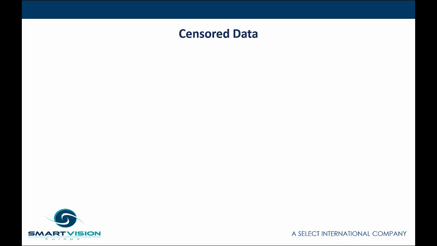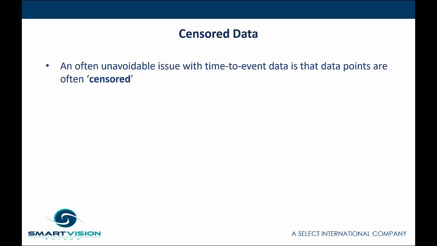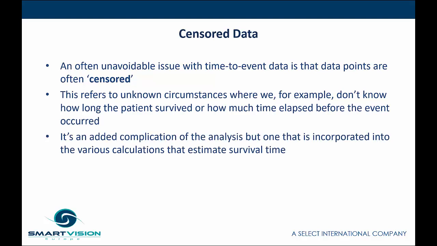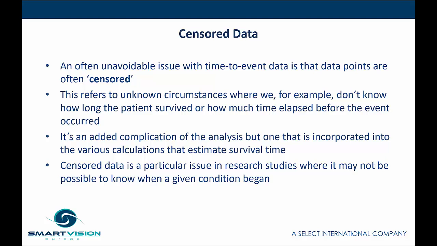The nature of time to event data is that it often contains censored values. It's an unavoidable issue that data points are often censored, and this refers to unknown circumstances where for example, we don't know how long the patient survived or how much time elapsed before the event occurred. It is an added complication of the analysis, but it's one that's incorporated into the various calculations that estimate survival time. So almost the survival analysis kind of expects to have censored values within it. Censored data is a particular issue in research studies, however, where it may not be possible to know when a given condition, for example, began. So there's different ways in which censored data can manifest itself.